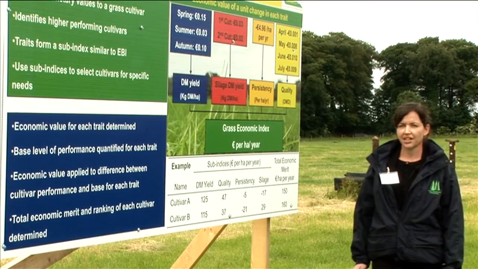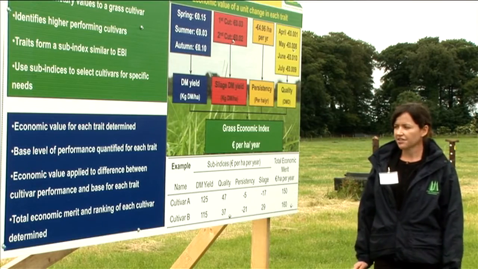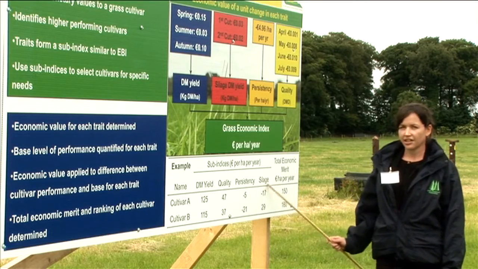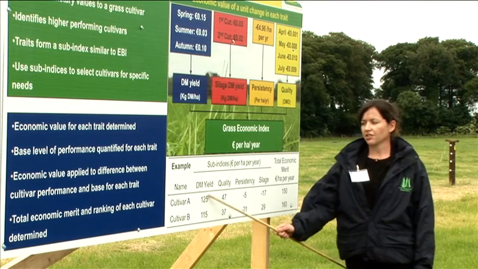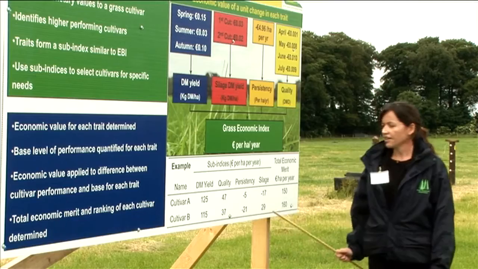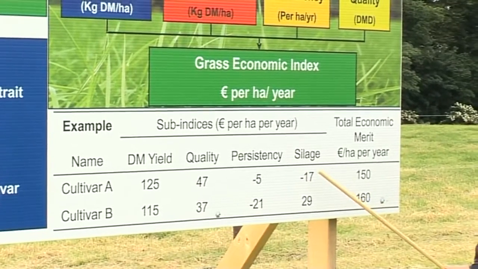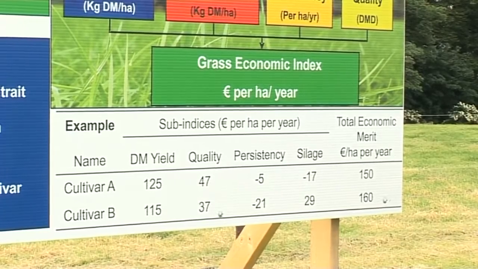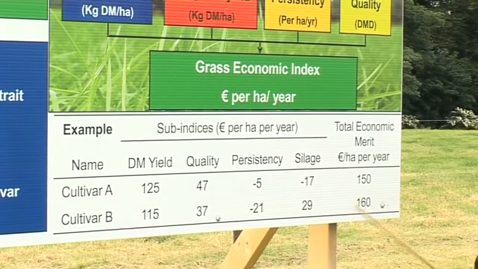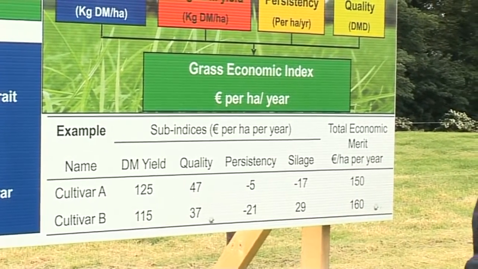If on the other hand we're selecting cultivars for a grazing system, we'll eliminate silage. It's obviously of lesser importance. We'll increase the focus we have on total dry matter yield and quality, and in this scenario cultivar A would actually be more appropriate for a grazing paddock. So we can use the sub-indices to select individual cultivars based on particular requirements.